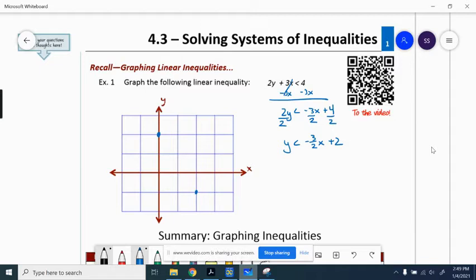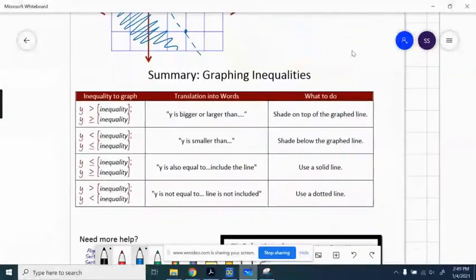So the first thing I want to determine is whether or not this is going to be a solid or a dashed line. Because there is no line underneath this, this is just y is less than. So it is not including this line, so we are going to make this a dashed line. All right, and because y is less than the inequality on the right, we go ahead and shade below the line. And that's it. So let's go ahead and summarize this.